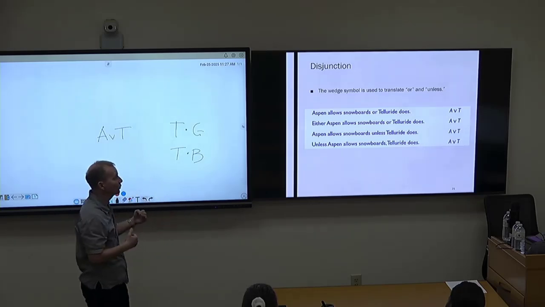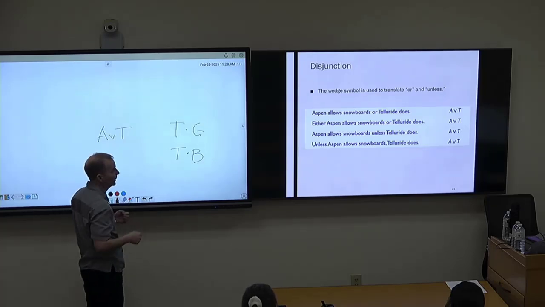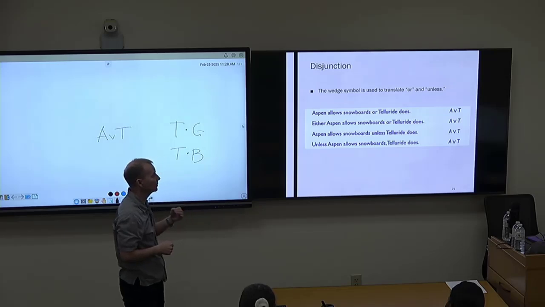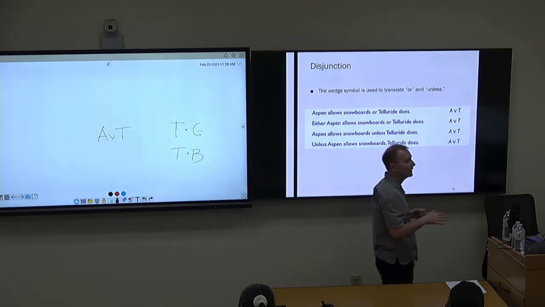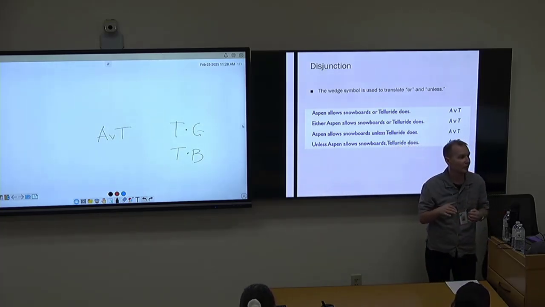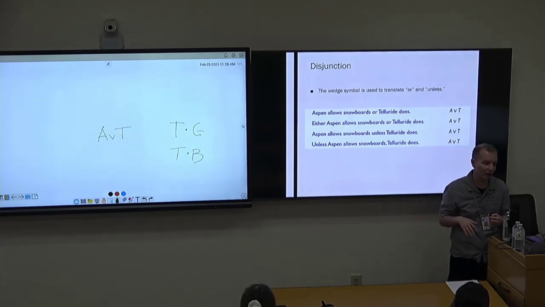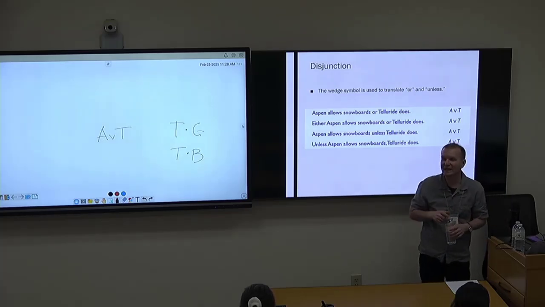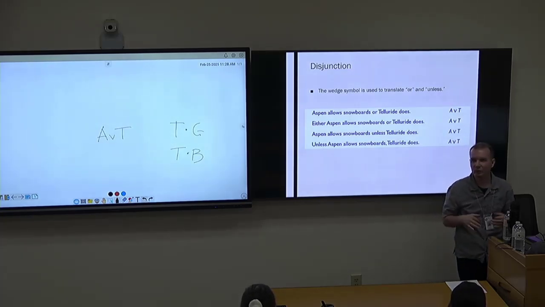Also, Aspen allows snowboards unless Telluride does. We translate it with a wedge. And unless Aspen allows snowboards, Telluride does, again a wedge. Translating from language can be complicated. There are many different little rules. We will talk about them throughout the whole class today. Try not to get too confused. You need to do homework on this, and in some cases it may still be a little bit confusing. Really, in the future, it's not going to be that important because we will just work with them without much translation. But nonetheless, you should remember that we are translating from English to this propositional language.